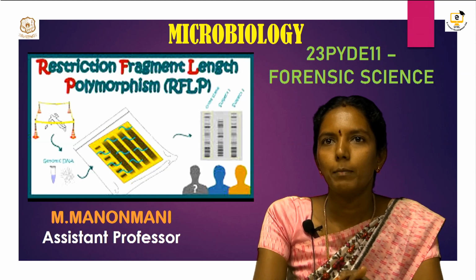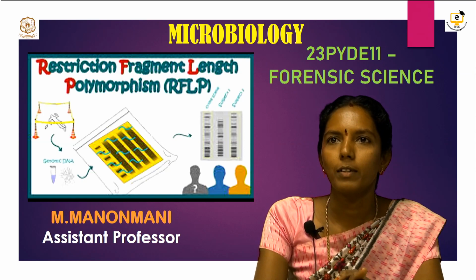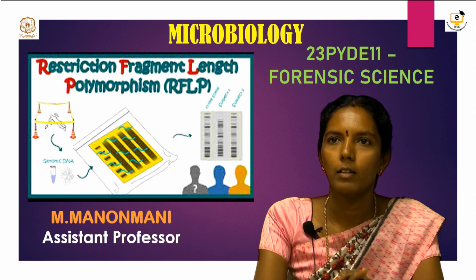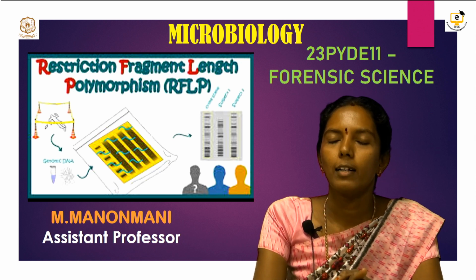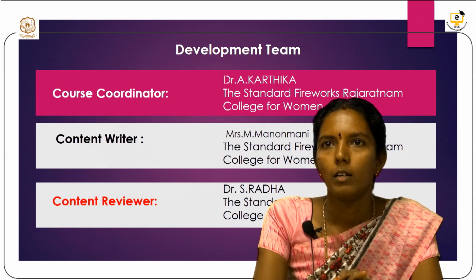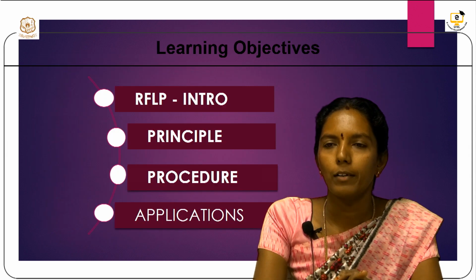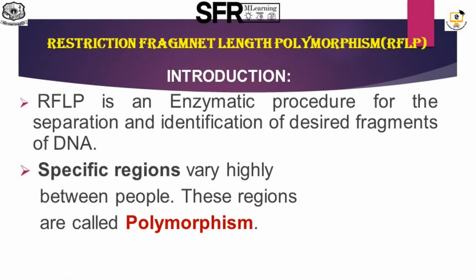Restriction fragment length polymorphism is one of the fields of DNA sequencing technology under the category of forensic science. Let's start with the introduction. RFLP is an enzymatic procedure for the separation and identification of DNA fragments. Each DNA fragment has specific regions that vary between people. These regions are called polymorphisms.